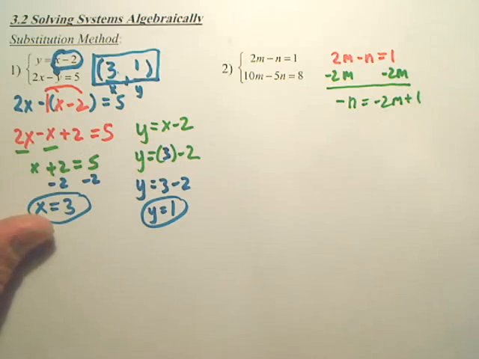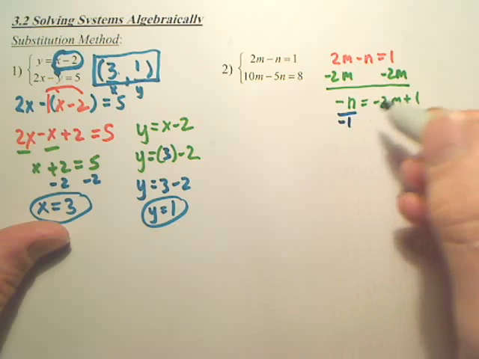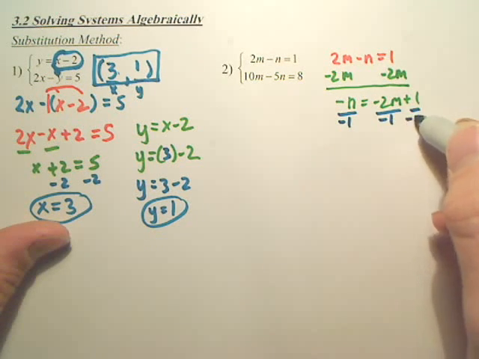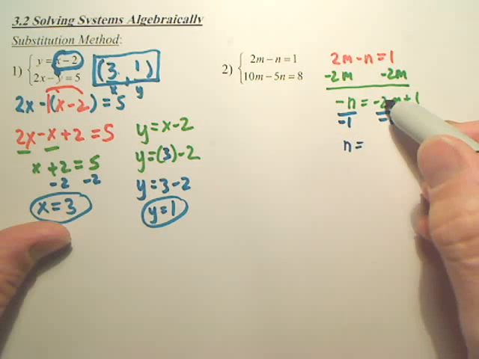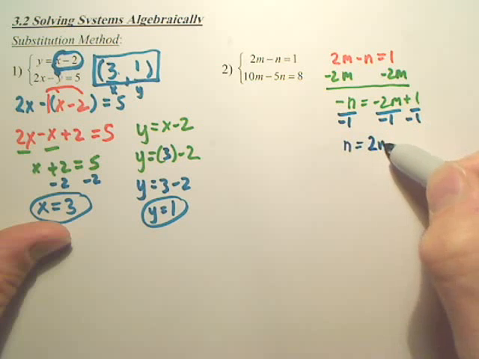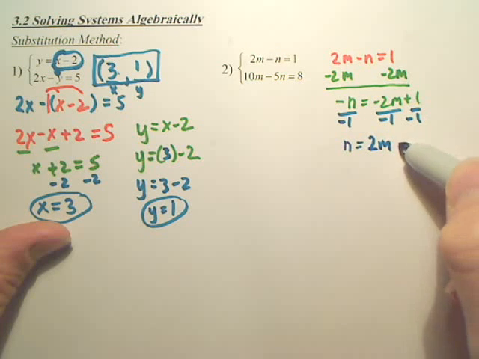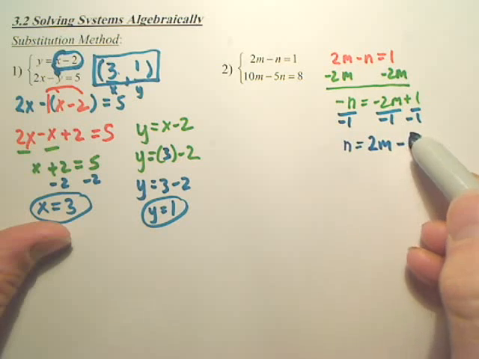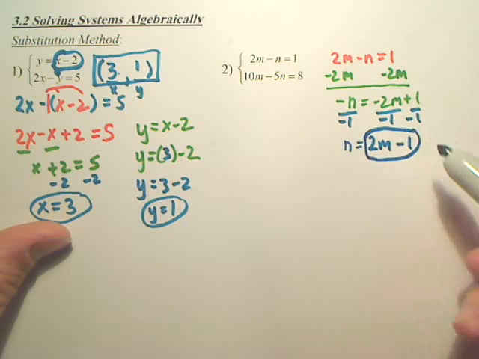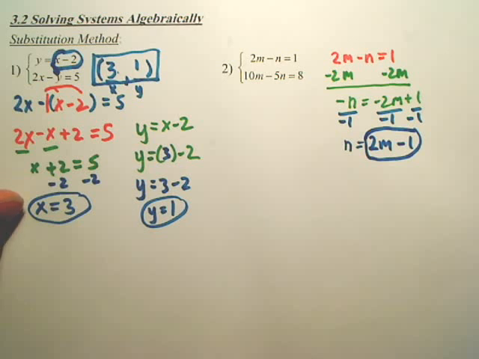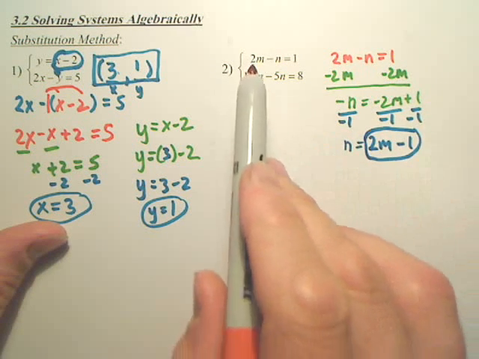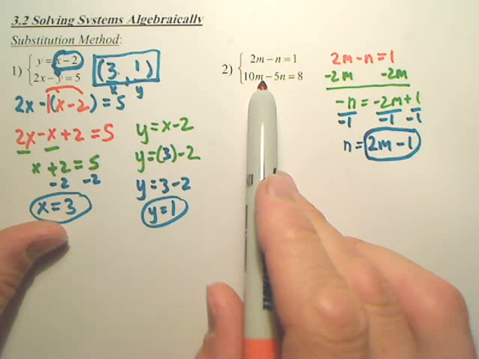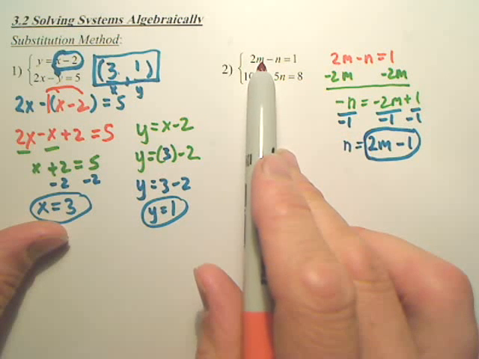Oh, wait, I got to get negative off that, so I divide everything by negative 1. So I now have n equals negative divided by negative is a positive, 2m. 1 divided by negative 1 is negative 1. Okay, I have a new equation. I know what n is. What am I going to do with n? I'm going to plug it back into one of these equations. Now, which one would be stupid to plug it into? The top one. Aren't you plugging it back into itself? Yep. You don't plug it back into itself.